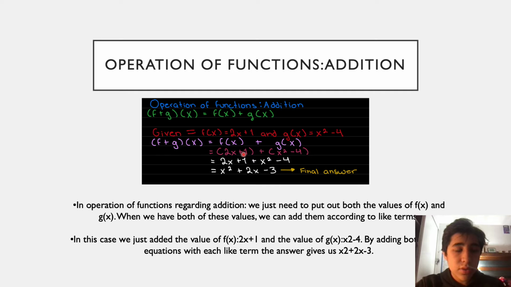So for addition, we just need to add f of x plus g of x, which is 2x plus 1 added to x squared minus 4, which gives us 2x plus 1 plus x squared minus 4. By combining all the like terms, the final answer will be x squared plus 2x minus 3.